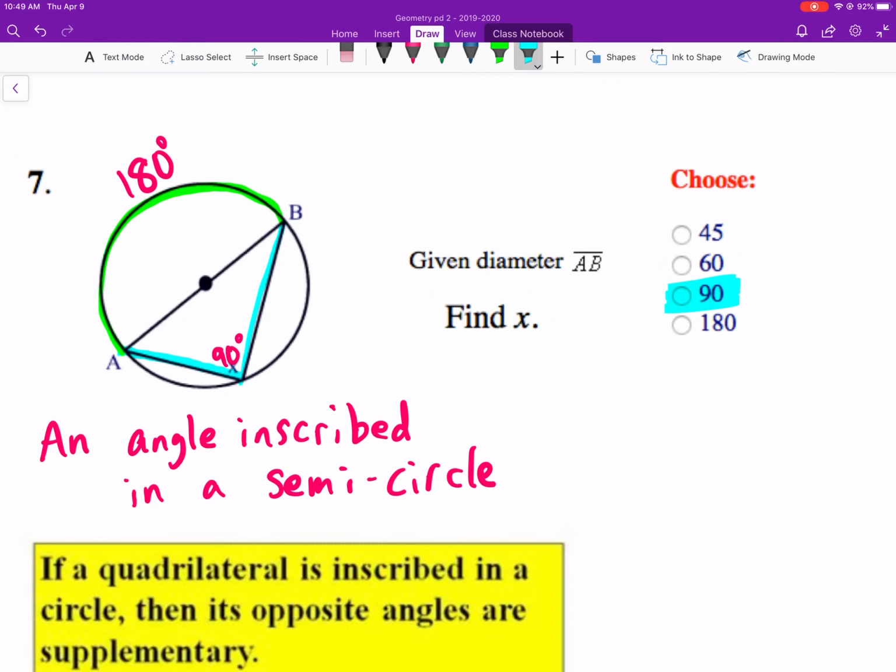Alright, so once again, this is an angle. It opens up. It's a normal inscribed angle. Same rule for an inscribed angle. It's just unique because this angle opens up. It's inscribed perfectly in half of a circle, which is a semicircle. So the intercepted arc is 180. Half of that is 90.